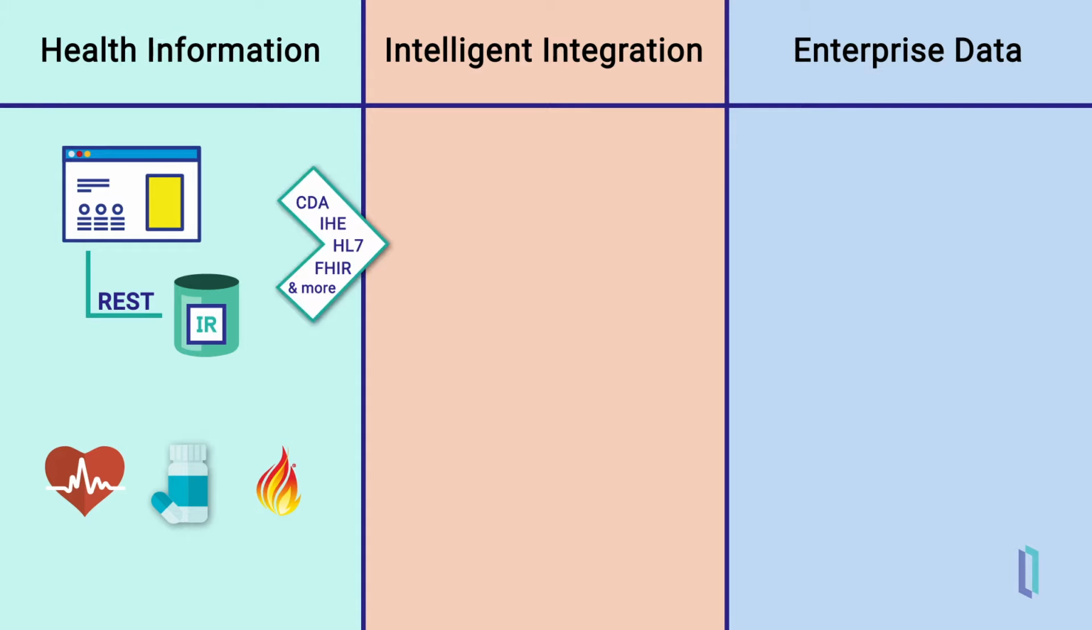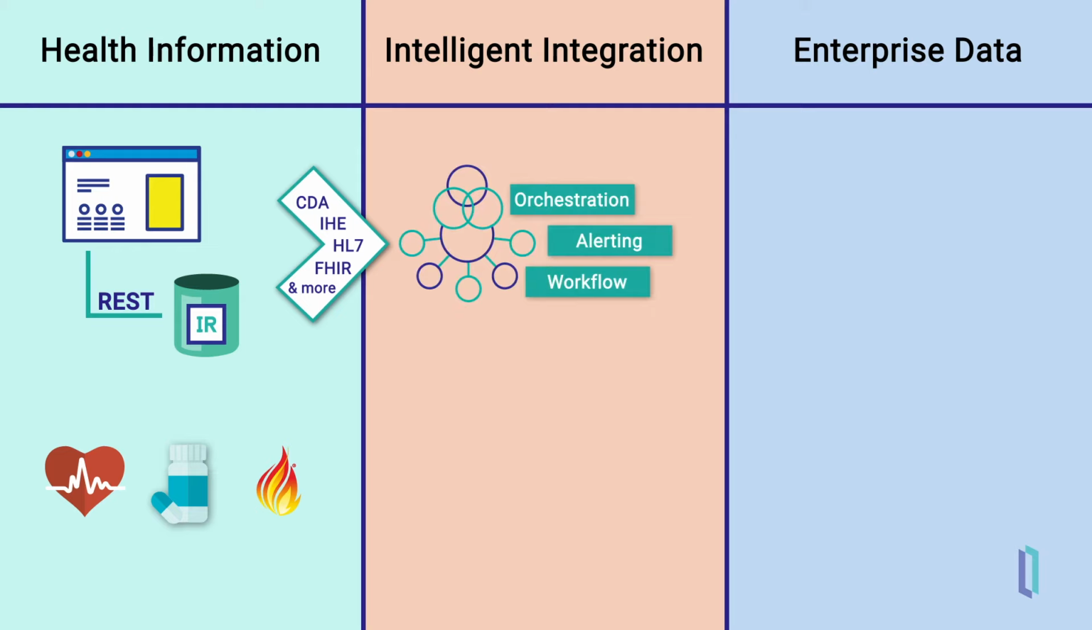Messages in any format can flow into the Intelligent Integration component. The primary example in this demo uses HL7 messages. The integration component, another instance of IRIS for Health, extracts relevant data from these messages and routes it along to the enterprise data component. We'll come back to this integration component in a moment.